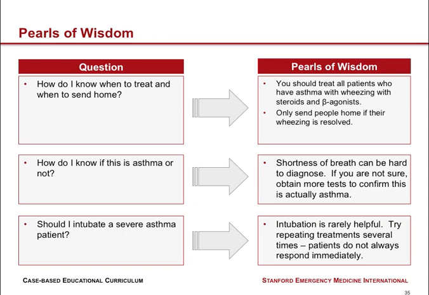And also, should you intubate someone with severe asthma? This is a good question, but unfortunately, intubation is rarely helpful in these patients. What's more helpful is to repeat treatments several times. You can continue giving inhaled Ventolin or beta agonists, as well as give them steroids on a daily basis and adrenaline, because patients do not always respond immediately.